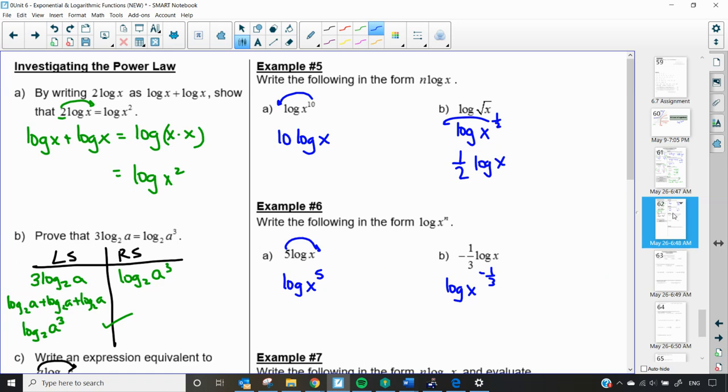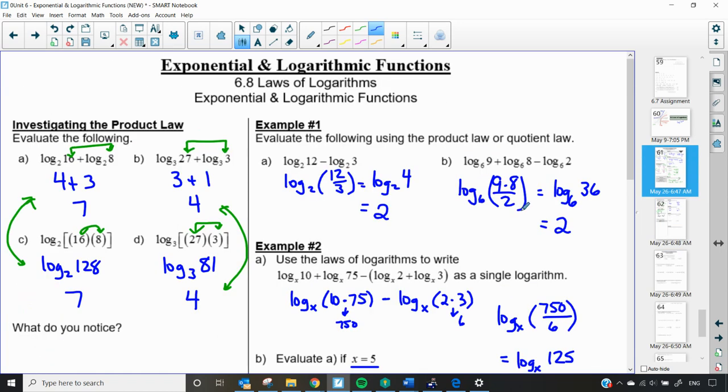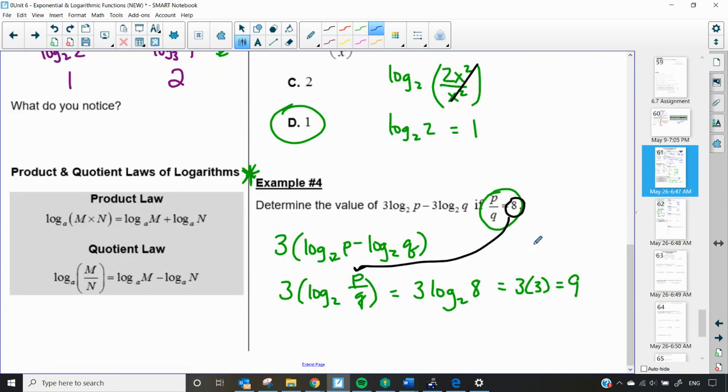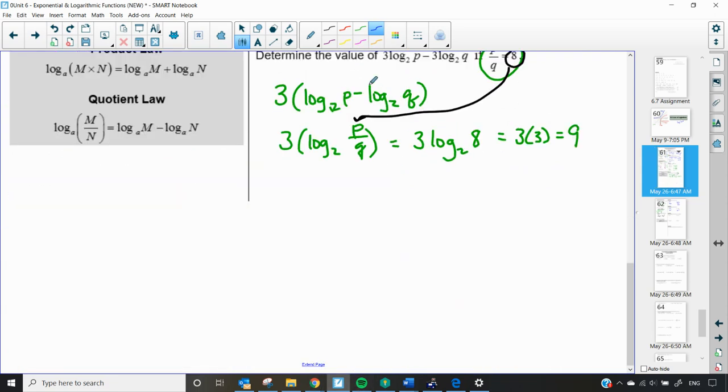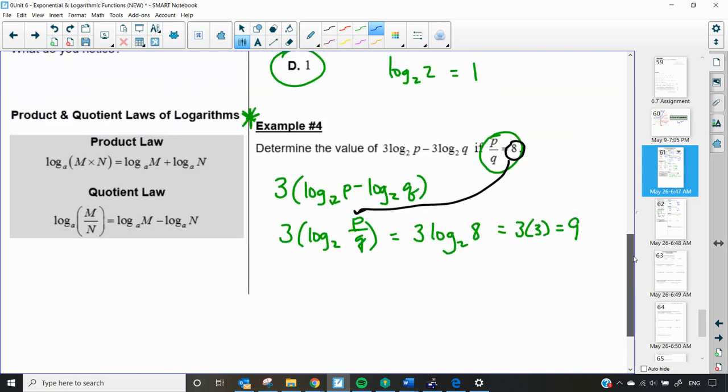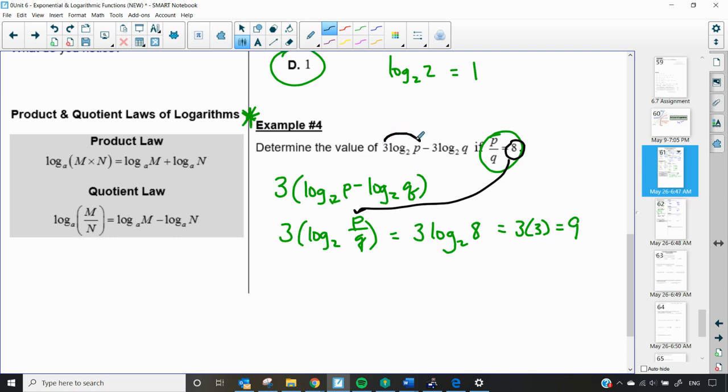Now using this, we're going to take a look back at our last question that we did on the first page. This is where we had 3 log base 2 of p minus 3 log base 2 of q. What I'm about to show you actually relates to what we're going to use tomorrow, but I just want to show you how we can simplify this in a different way. Using what we know about the power law, we can bring this 3 forward, and so we can also write this as log base 2 of p cubed minus log base 2 of q cubed.